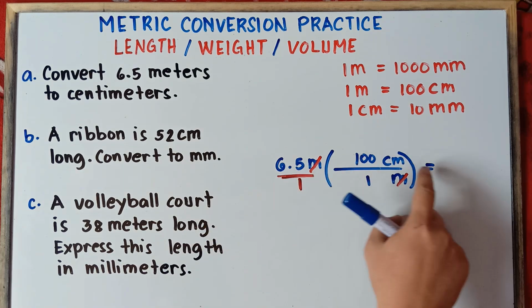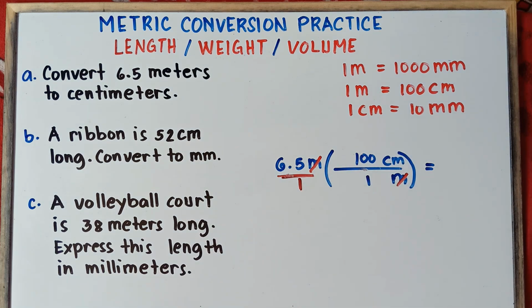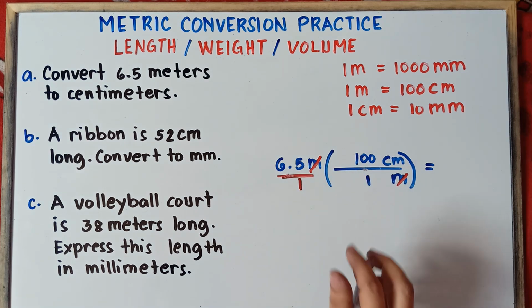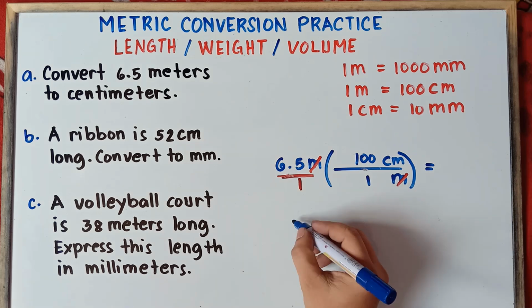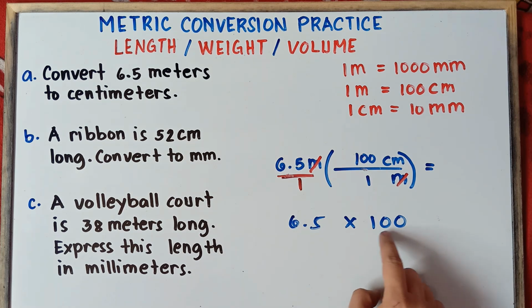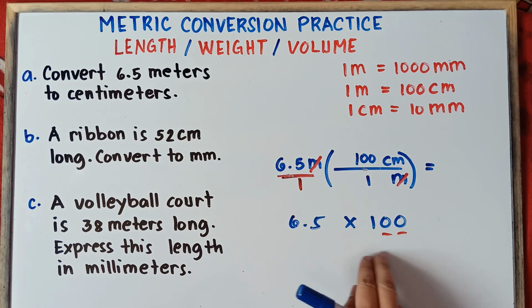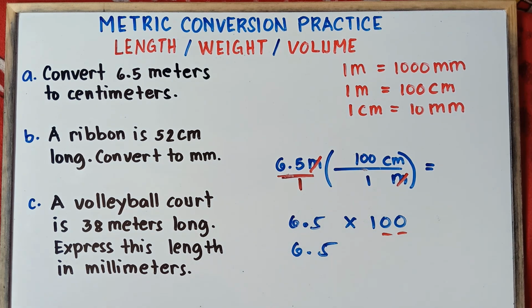Then simply multiply 6.5 times 100. Now, if the teacher will not allow you to use a calculator, you can do the shortcut. If you're multiplying by 100, 1,000, or 10, simply count the number of zeros. Example, 6.5 times 100. You have 2 zeros for 100. Therefore, you need to move 2 units to the right, starting from the decimal point. So 6.5, move 2 units to the right, 1, then 2.